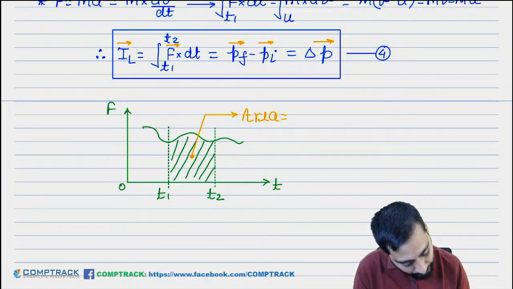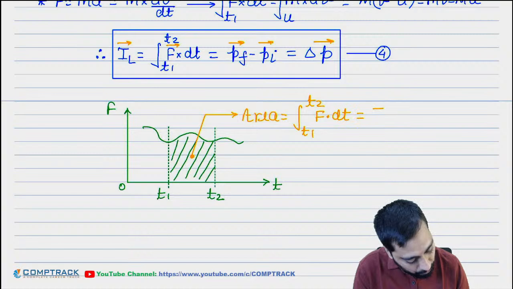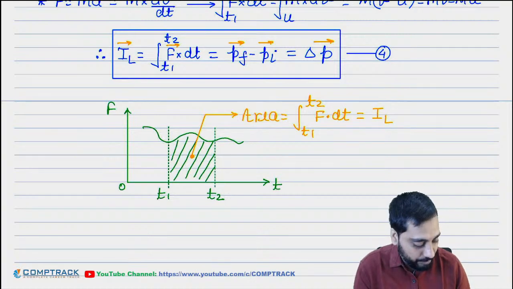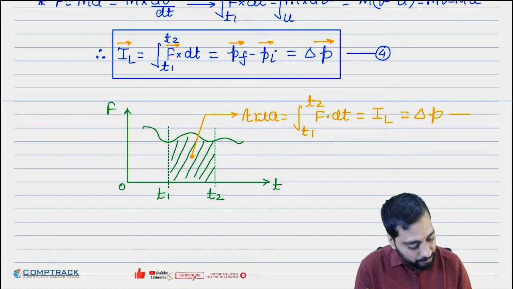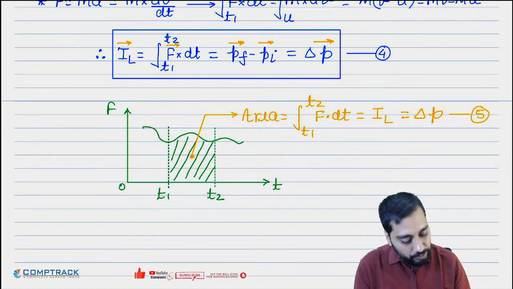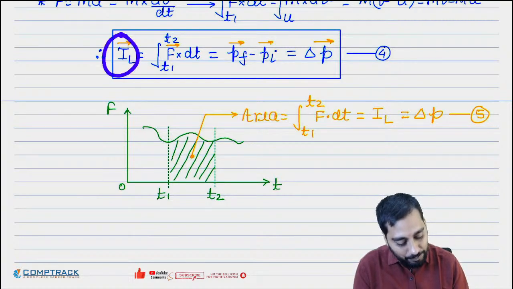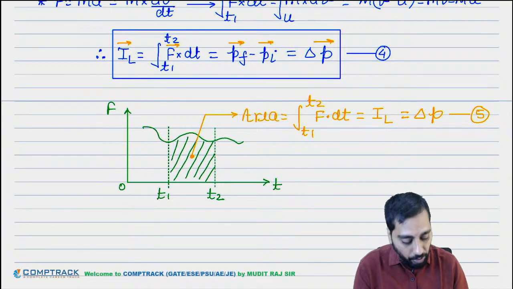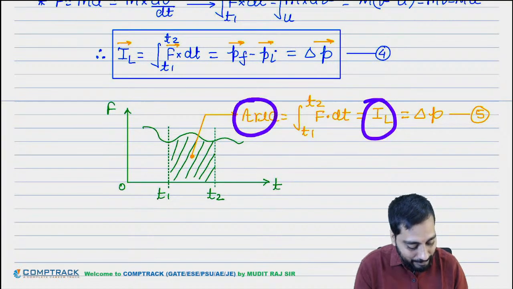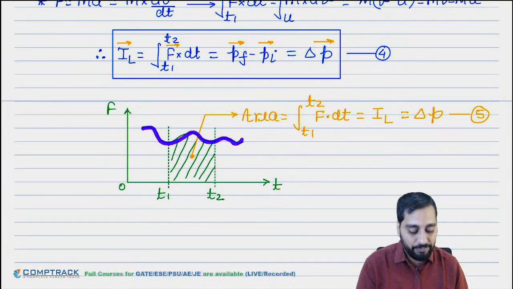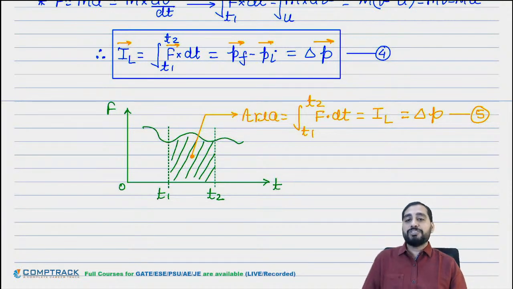Area under the curve will give you the value of the integral from t1 to t2 of F dt. So it will also be equal to the change in linear momentum, or linear impulse. So this is your equation number 5. Either you can find the linear impulse by change in linear momentum, or by integration, or by the area under the force-time curve.